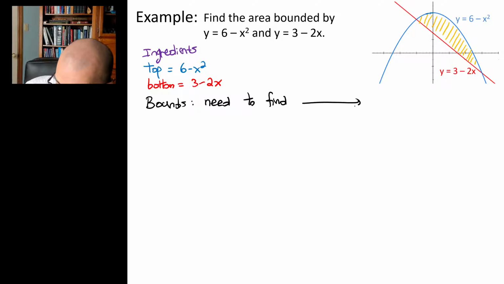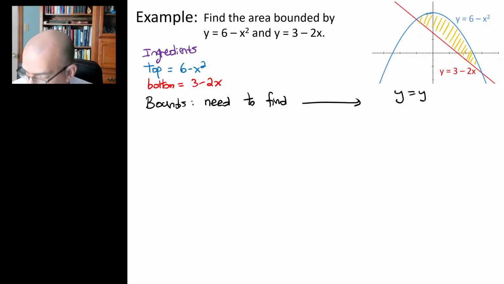And here's how we find them. If two functions cross, it means their y values are equal. So I'm going to set y equal to y. It means their x values are equal too, but it isn't helpful to say x is equal to x. But it is helpful to say y is equal to y, because then that allows us to say 6 minus x squared is equal to 3 minus 2x. I'm going to collect everything over on the right hand side. I'm going to add x squared to both sides.